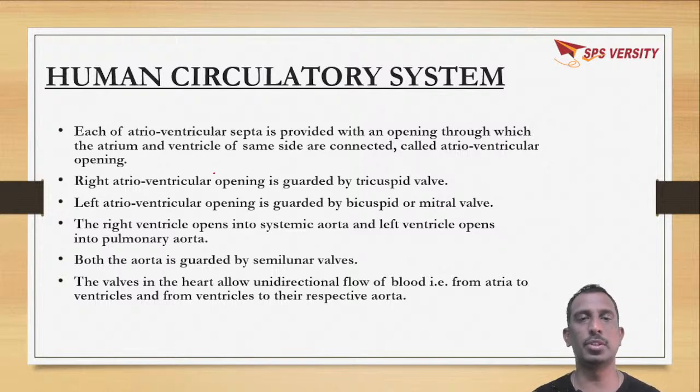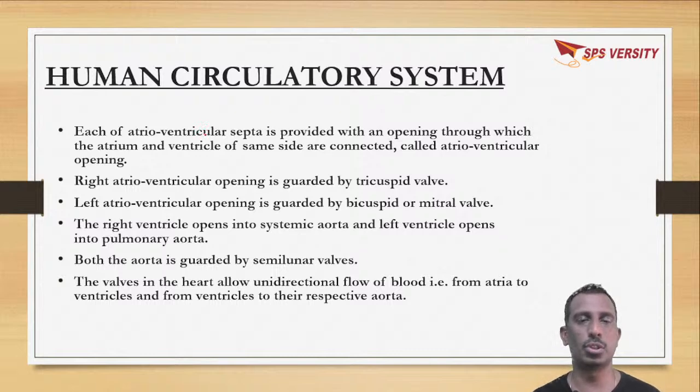In the previous session we discussed the body fluids, the blood, lymph and different types of circulatory system: circulatory system in fishes, amphibians and mammals. Today we are going to discuss the human circulatory system. The first part we are going to discuss is the heart.